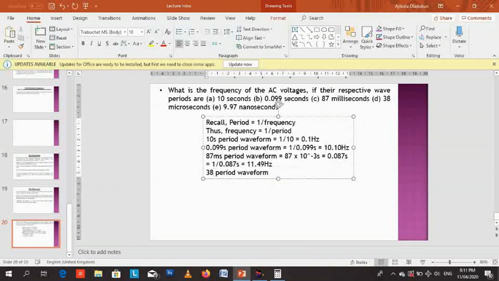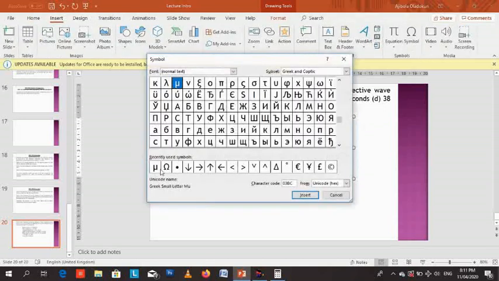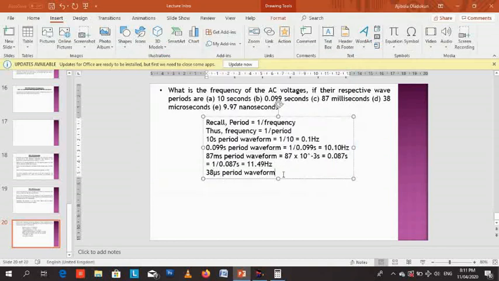Let's go to the next signal. It is in microseconds. I used the Greek symbol mu for microseconds. So a 38 microsecond signal. Remember, micro is 10 to the power minus 6, so 38 times 10 raised to the power minus 6 seconds. You move the floating point to the left 6 times. That's 4 zeros to the left.